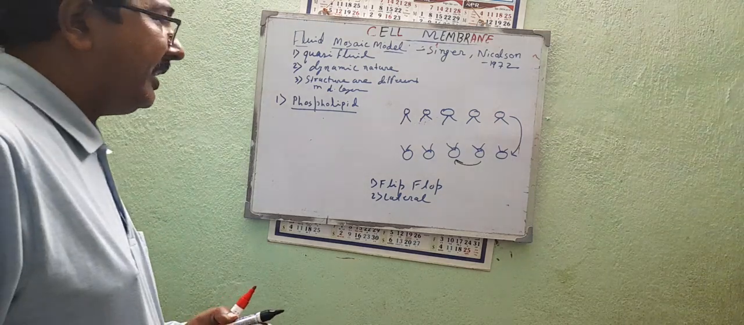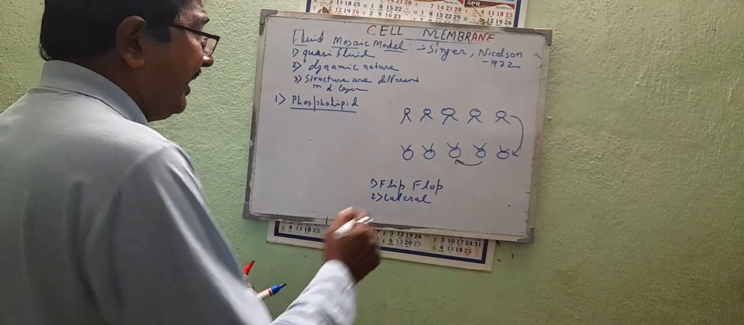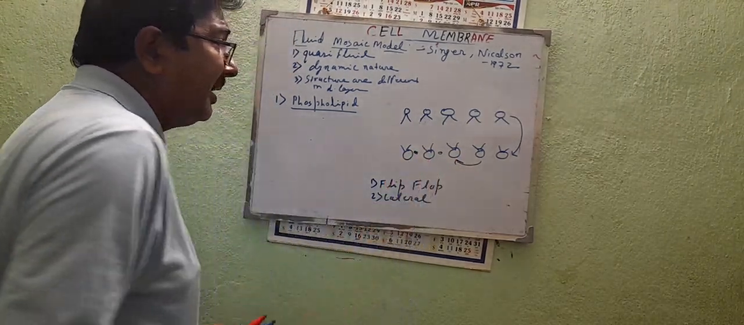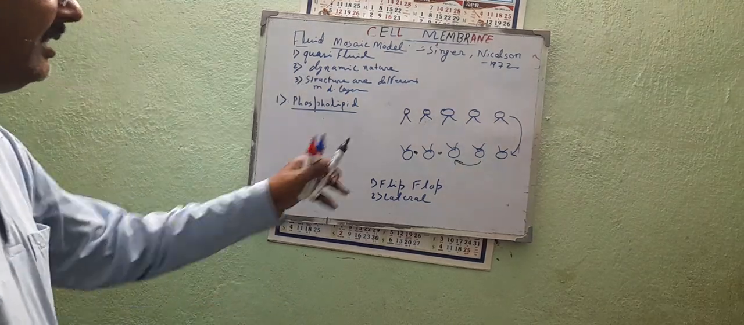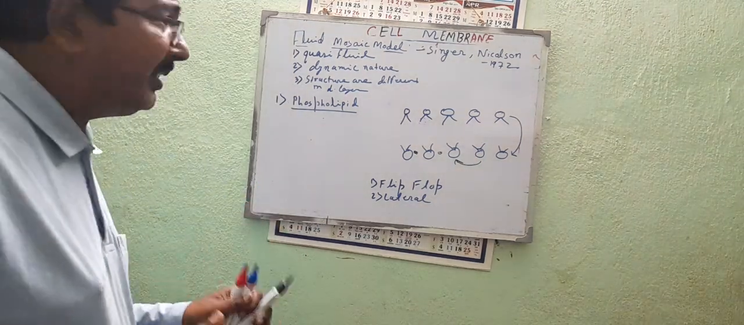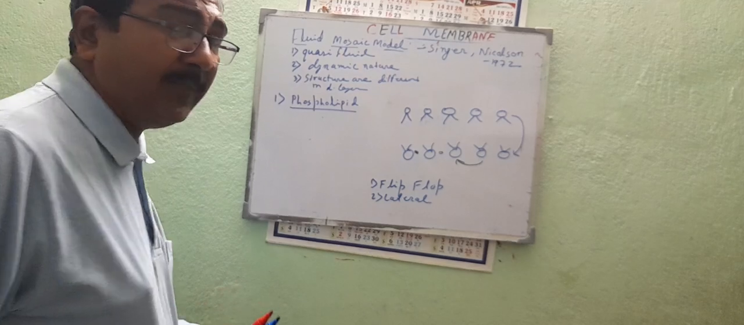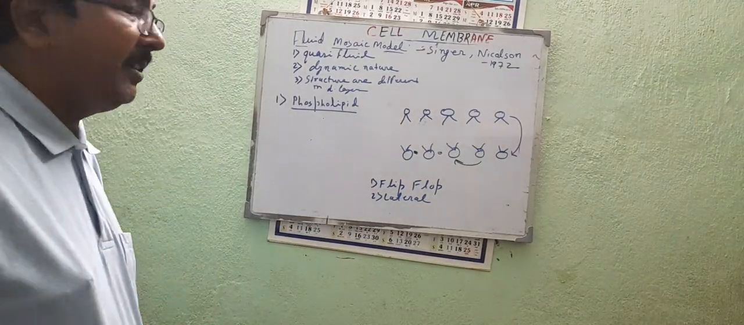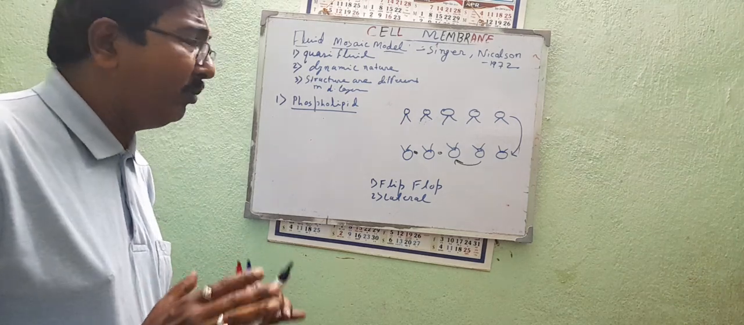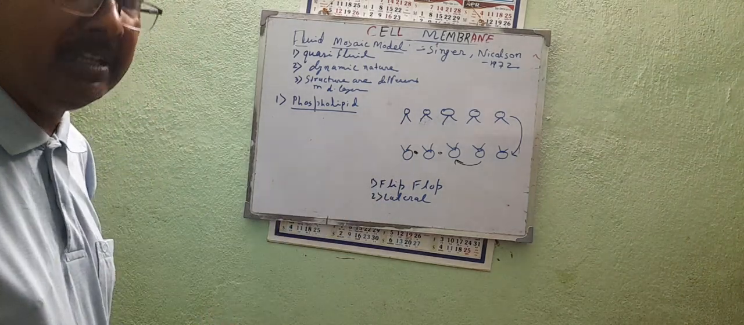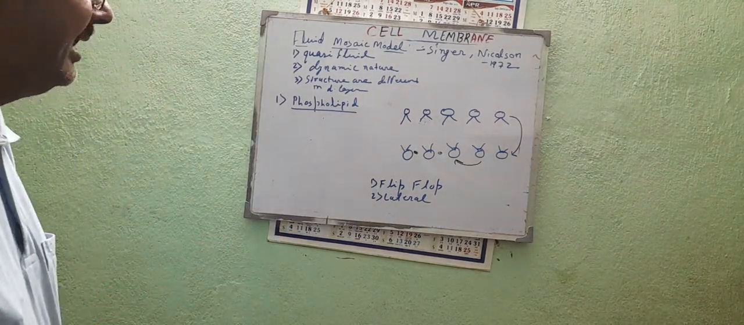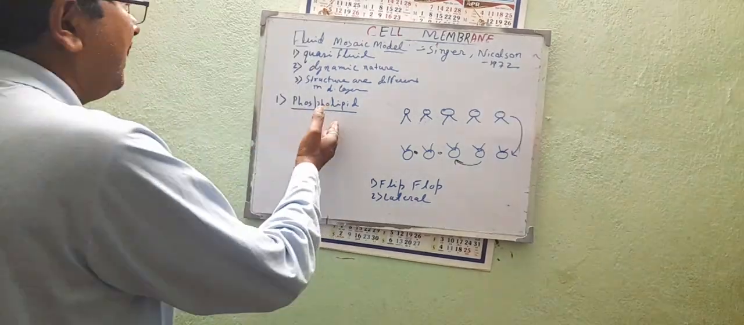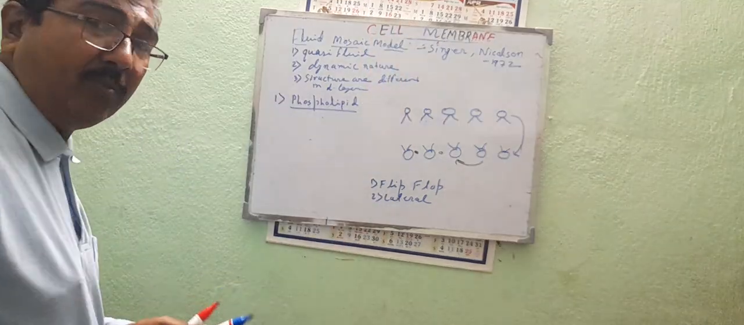And sometimes this phospholipid contains cholesterol. This is very important. Cholesterol is more rigid than the phospholipid. It gives stability to the plasma membrane. But cholesterol is not usually present in the prokaryotic cell plasma membrane. That's about the phospholipid according to the fluid mosaic model.